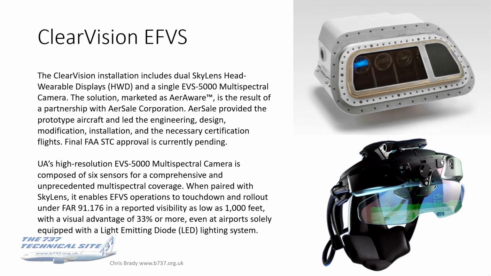So let me take you through it. The Clearview installation includes dual Skylens head wearable displays. So that's dual, so that means you both got one. The captain and the FO potentially wearing this, and a single EVS 5000 multispectral camera. That's the camera in the upper photo there. Now, I haven't seen detailed specifications of this, but it looks to me like it's got 4 cameras in there, 3 in the left-hand window and a single one in the right-hand window. So multispectral certainly seems to be what it is.